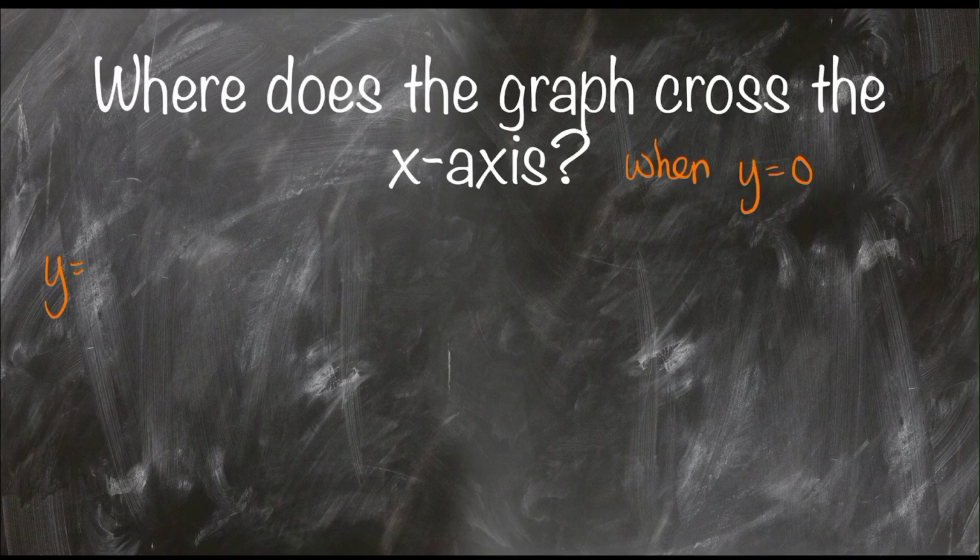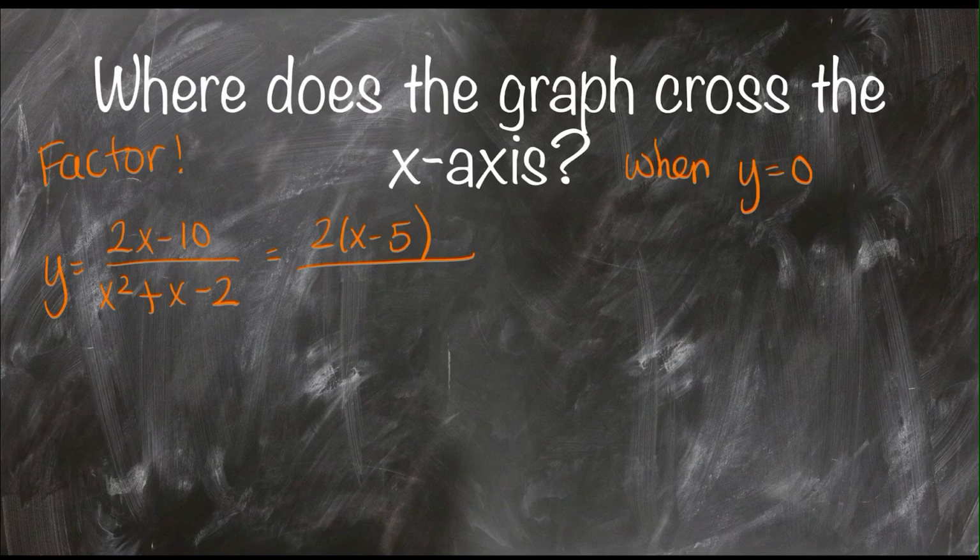So let's take a look at it for instance here. Let's say I have the function y equals 2x minus 10 over x squared plus x minus 2. And something you're going to want to remember here, you've probably already done it if you're at this point in the function, but you need to make sure you have factored. Okay? Let's go ahead and factor this function. What can we pull out of the top? Pull out a 2, and we're left with x minus 5. And on the bottom, we're going to have x plus 2, x minus 1.